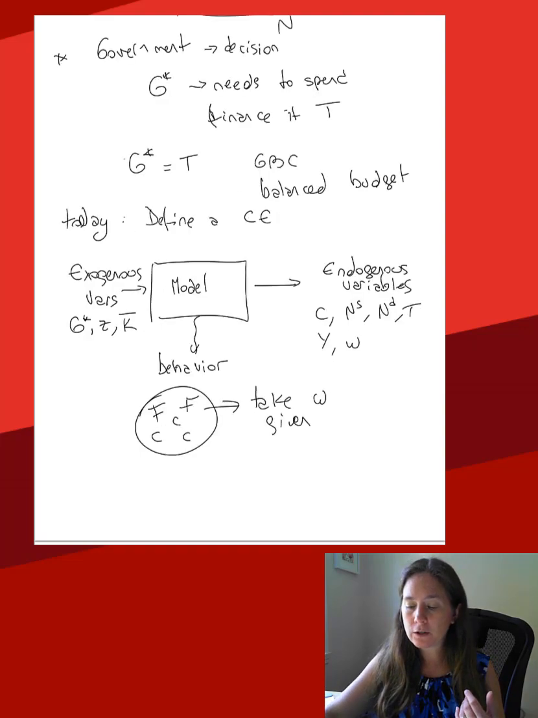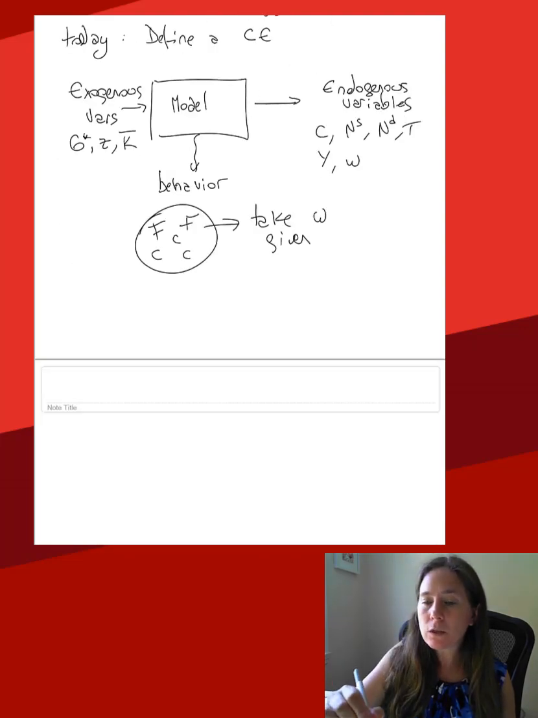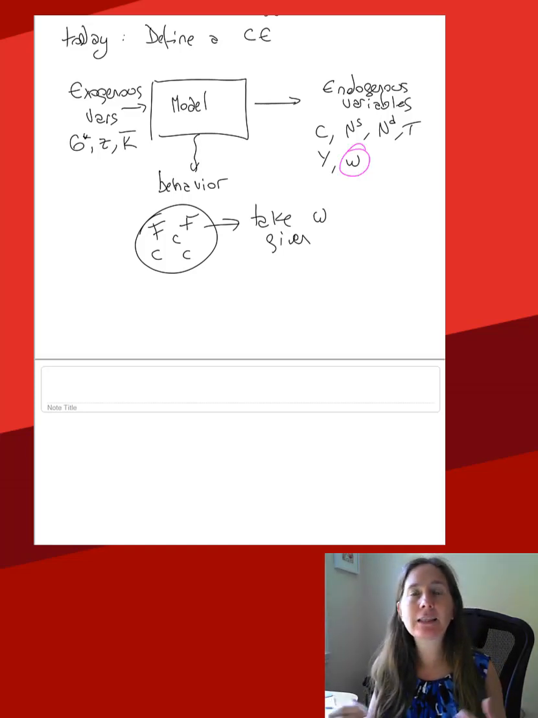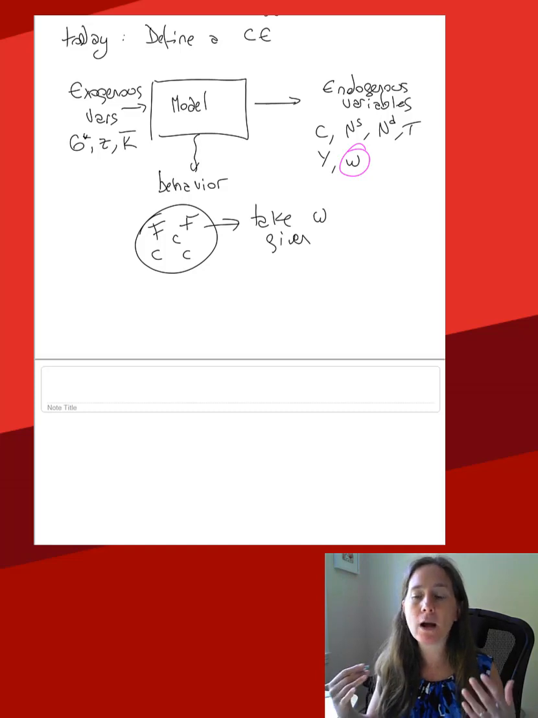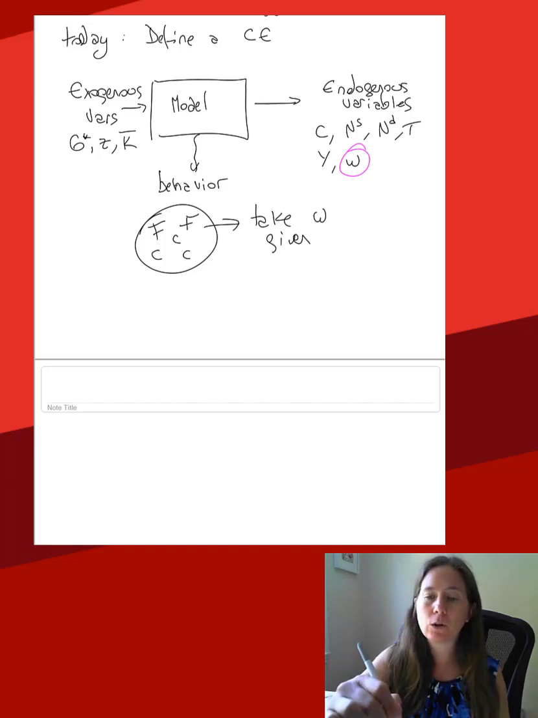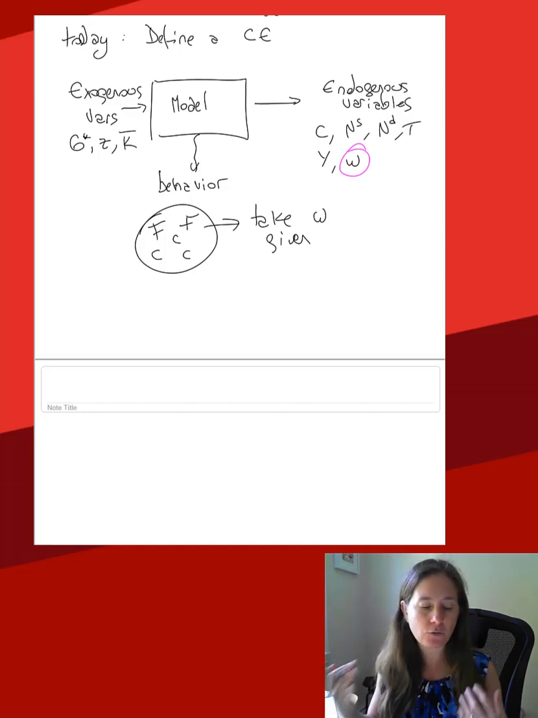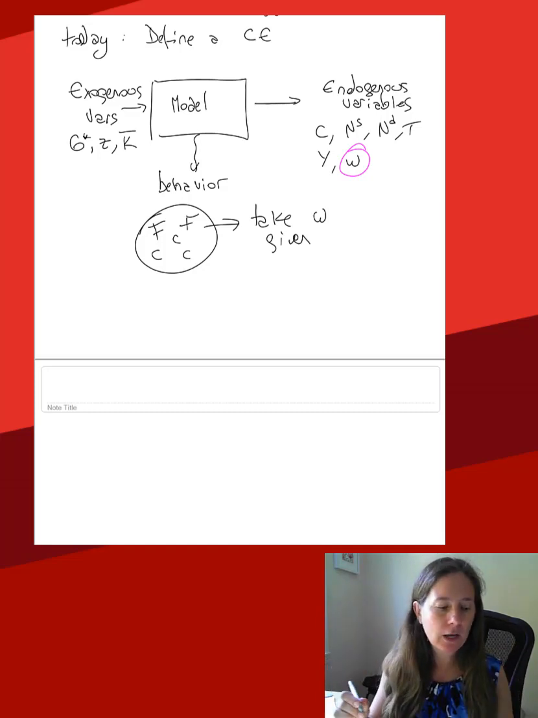Now, what happens when we define the equilibrium? Well, the equilibrium will be such that the wage is going to be the one that makes supply and demand equal to each other in the labor market. So the wage is going to be an exogenous variable for an agent, but it is an endogenous variable in terms of our model.